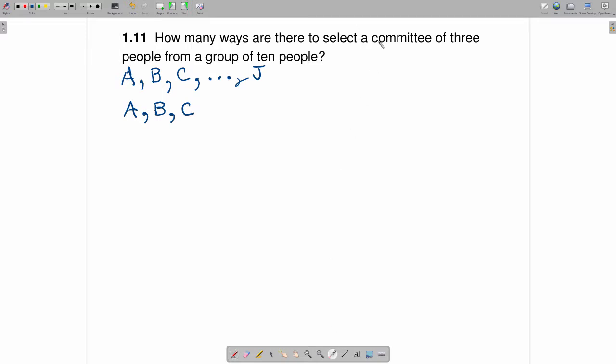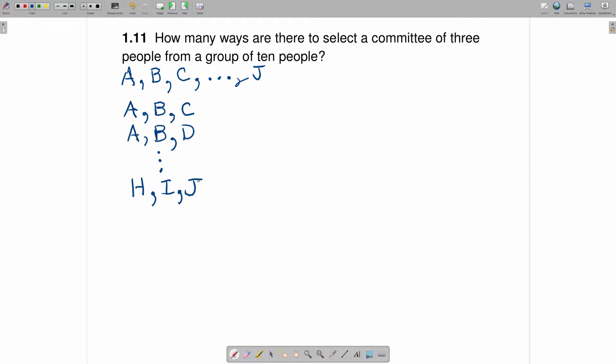It'd be a different question if it said select a president, vice president, and treasurer, and in that case the order would be important. But in this case the order is not important. So our next committee might be Amanda, Bill, and Dave, and on it goes. I guess the last one here would be H, I, and J. So the question is, how many of these committees are there? And clearly we don't want to list them out because there's a lot of them to list.